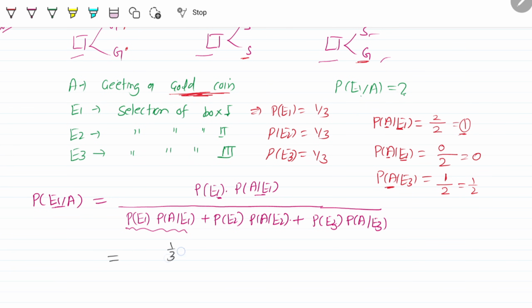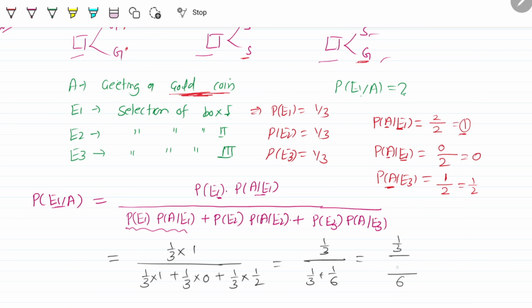P(E1) is 1 by 3, P(A by E1) is 1. So 1 by 3 times 1, plus 1 by 3 times 0, plus 1 by 3 times 1 by 2. Solve it: 1 by 3 plus 1 by 6. What is the LCM? 6 and 3, LCM is 6. It means 1 by 3 becomes 2 by 6.